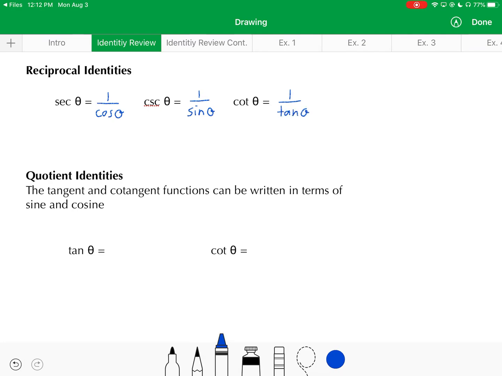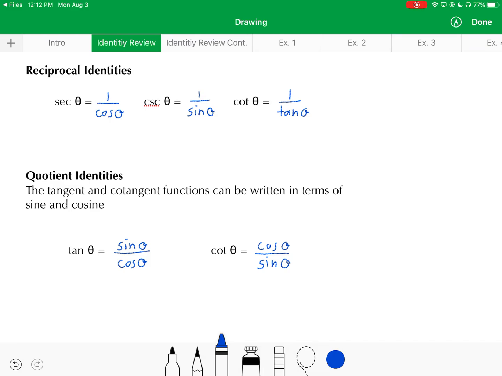Then we have two quotient identities that can be used on the tangent and cotangent functions. Tangent of theta is equivalent to sine of theta divided by cosine of theta. Cotangent of theta is equivalent to cosine of theta divided by sine of theta.